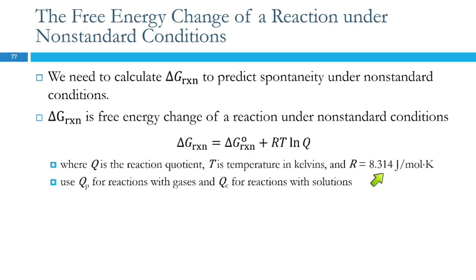R is going to be this version of the ideal gas constant. You're also familiar with the 0.08206 liter atmospheres per mole Kelvin. Well, you want to use that one when you've got volumes in liters or pressures in atmospheres. But if you're dealing with energy, you want to use this one. If you've got reactions with gases, we're going to use Q pressure. We use their pressures. And for solutions, we're going to use QC with concentrations. Okay.